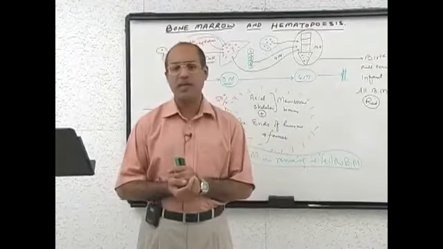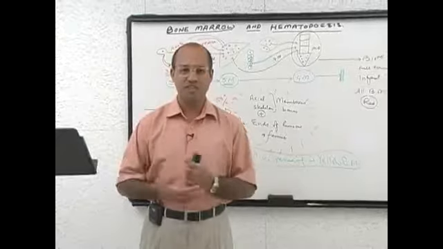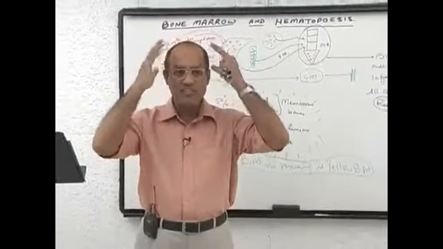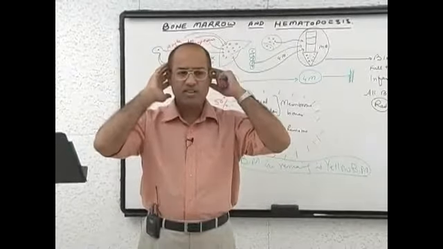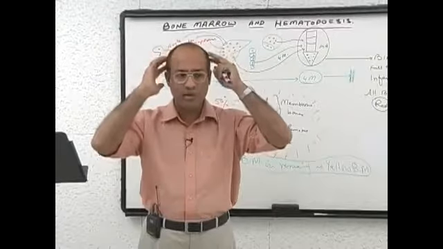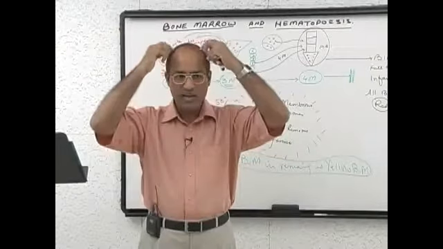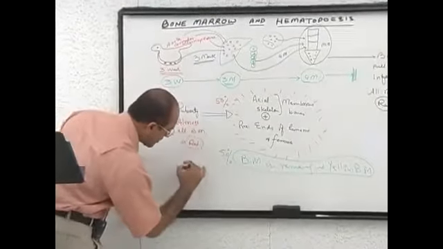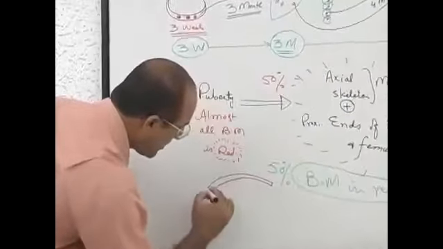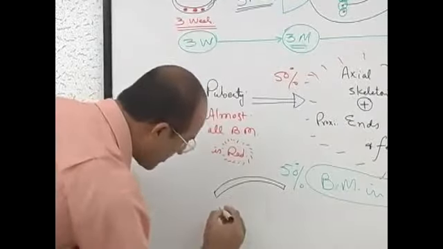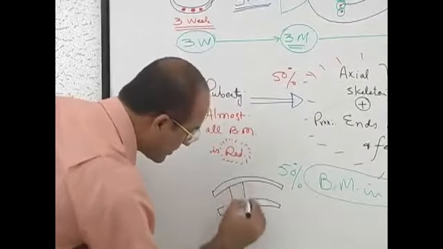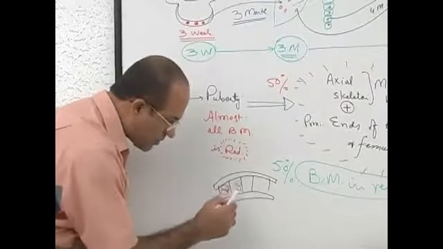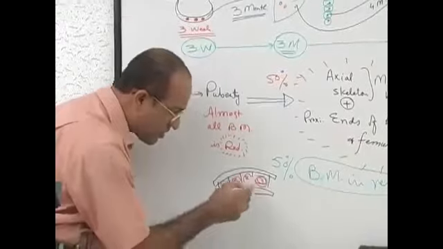One clinical point here: when there is excessive erythropoiesis and bone marrow expands all over the body, it also expands within the skull. Let me explain how that looks on X-ray. Suppose this is the outer table of the skull, and this is the inner table, and these are the trabeculae, and here is red bone marrow, normally.